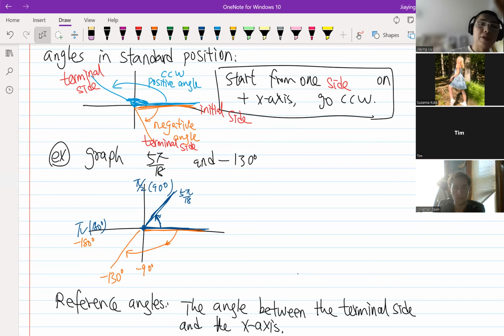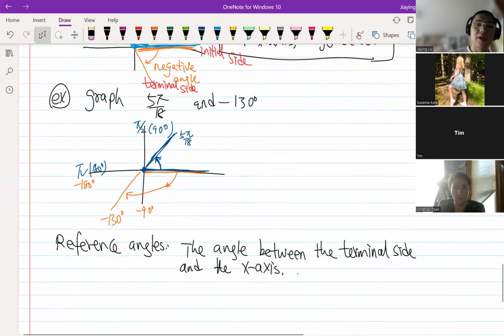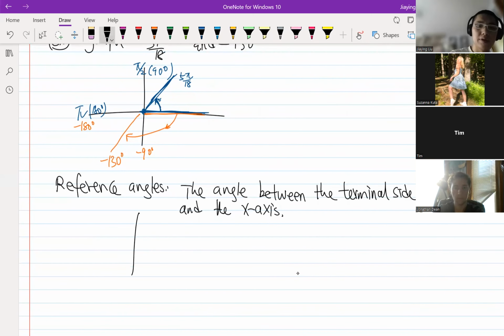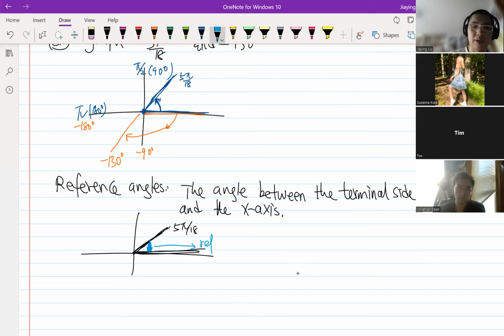For example, when we had an angle earlier that's 5 pi over 18, this is the terminal side. This is the initial side. And if I use the terminal side and the x-axis, I'm going to create an angle. This will be the angle I create, because I'm using the closest side of the x-axis with the terminal side. So this is called the reference angle.